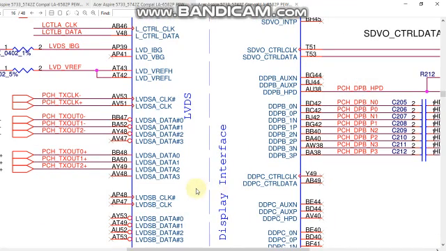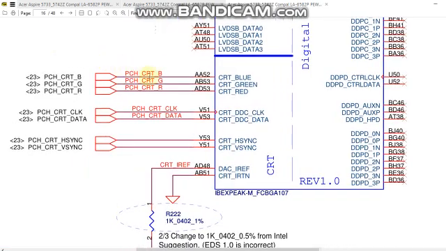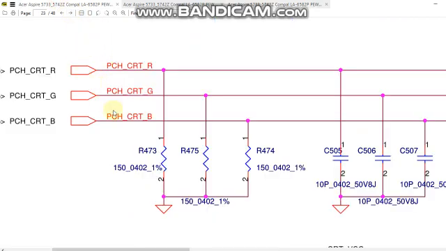Here we have three band of colors: blue, green, and red. All these signals go to the CRT. So these signals are the ones that go to the CRT section.